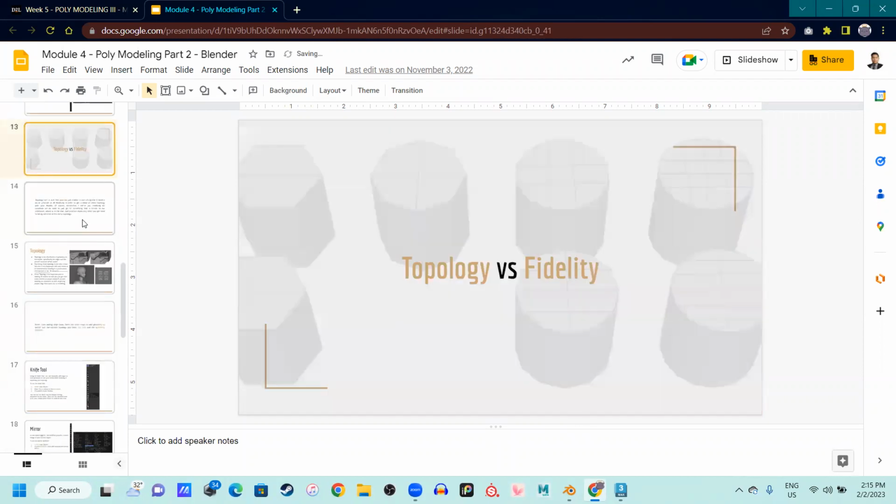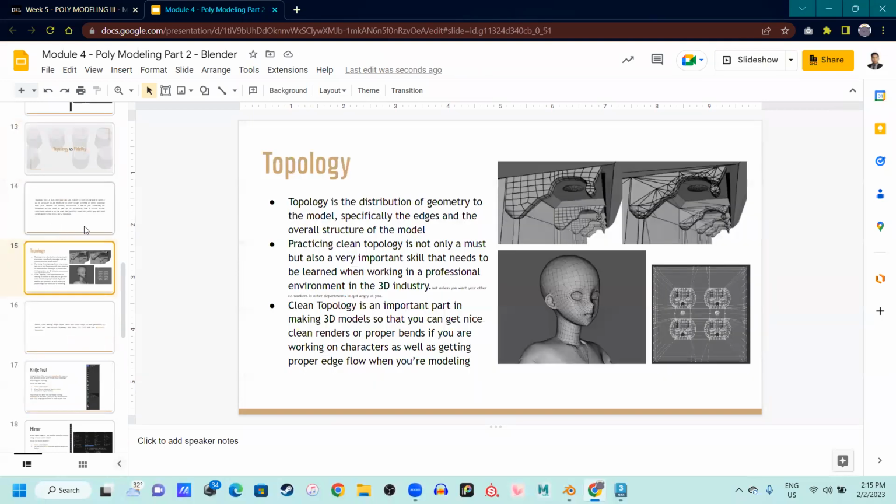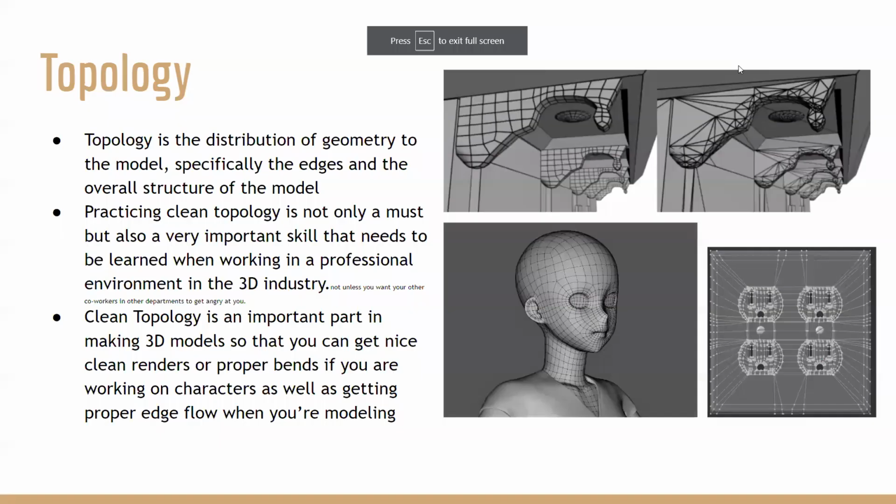Now, ano naman yung nabanggit natin kanina, itong topology. Ano ba yung topology? Ano yung edge flow? So, this actually is the most important topic sa 3D design. Topology is the distribution of geometry to the model, specifically the edges and the overall structure of the model. Practicing clean topology is not only a must, but also a very important skill that needs to be learned when working in a professional environment in the 3D industry. Not unless you want your other co-workers in other departments to get angry at you. So TLDR, this is probably the most important thing when it comes to 3D modeling.